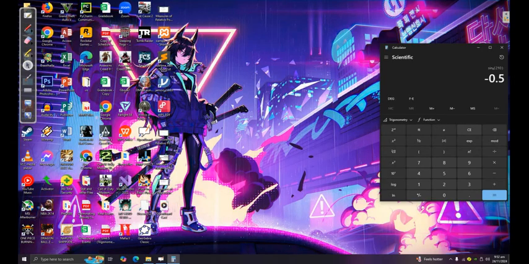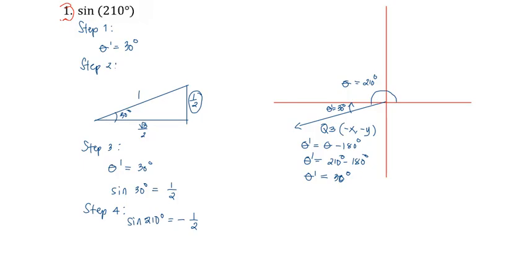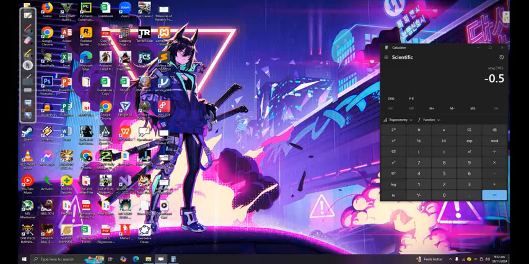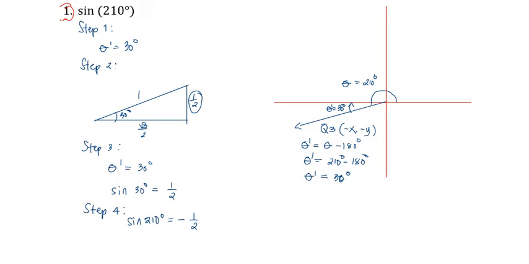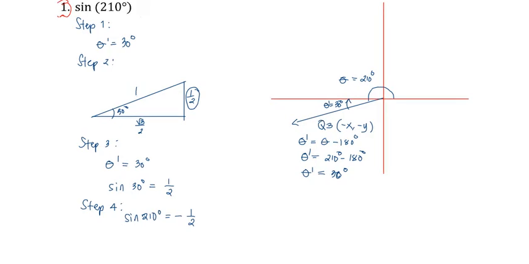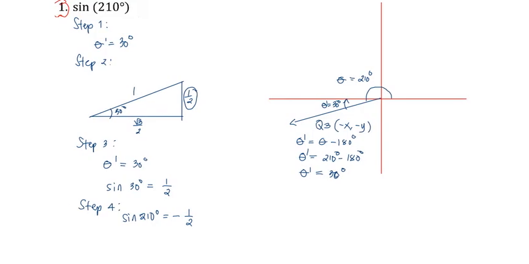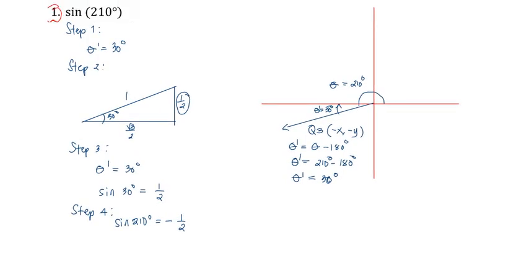So sine 210 is negative 1/2. As you can see, this is negative 0.5, that is negative 1/2. So we are actually correct. So even without having the calculator, we could actually find the trigonometric values of the special angles by just using the reference triangle. And anyways, let me do another example involving that one.